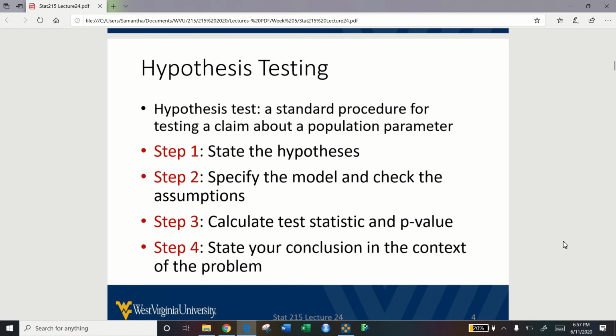If you recall, a hypothesis test is a standard procedure for testing a claim about a population parameter. We will follow four consistent steps. Step 1, state the hypothesis. Step 2, specify the model and check the assumptions. Step 3, calculate a test statistic and p-value. Step 4, state your conclusion in the context of the problem.